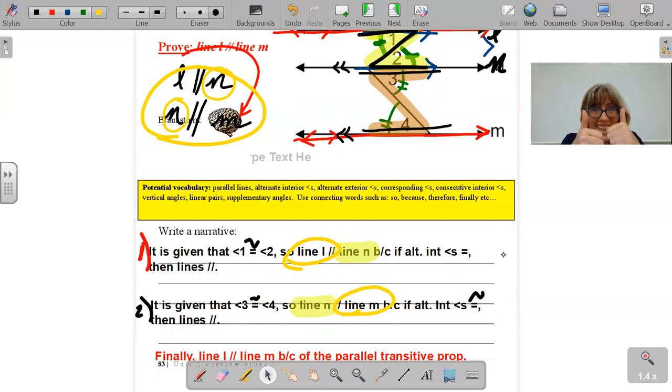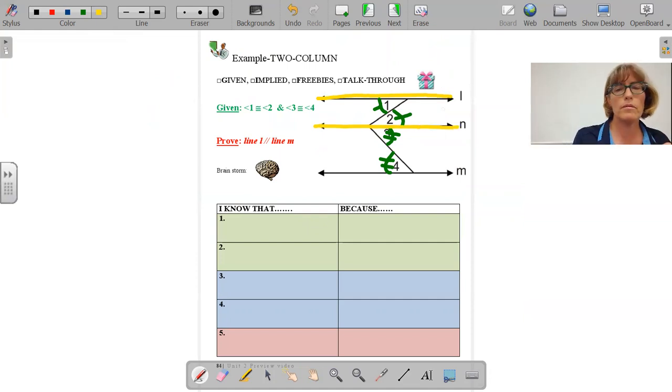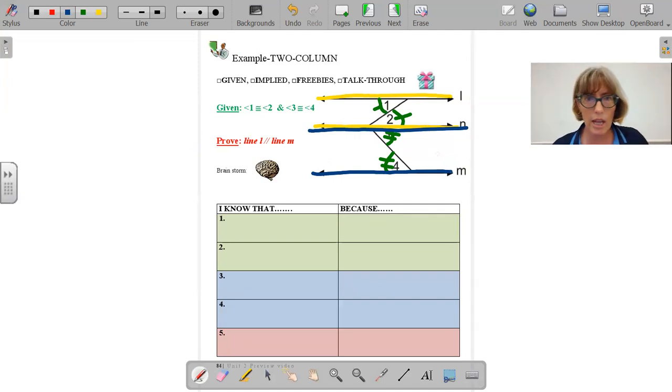Good job. Now I'm going to show you the exact same in a 2-column. Let's mark what's given again. You're told 1 and 2 are congruent, and you're told 3 and 4 are congruent. That's your given. Because 1 and 2 are congruent, that gives L and N as parallel. And because 3 and 4 are congruent, that's going to give N and M parallel. So we usually start with our givens.